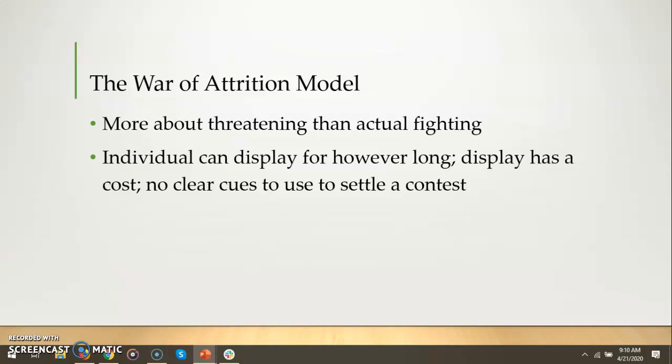And with this one, there are no clear cues about how it's going to settle. You don't know what sort of threatening is going to settle it. You don't know when your opponent is going to back off, and you may not exactly be sure what would make you back off. So in this case, there's a lot of what in humans we call saber rattling. There's a lot of threatening in the hope that you're going to freak the other person out. And quite frankly, a lot of animals do this.